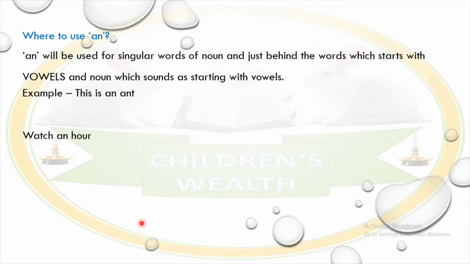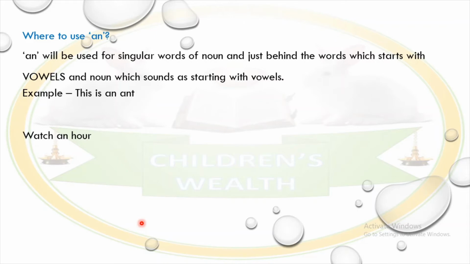We'll see the example. This is an ant. Here the noun is ant. The noun ant starts from the letter A that belongs to vowels. And also one more example, watch an hour.